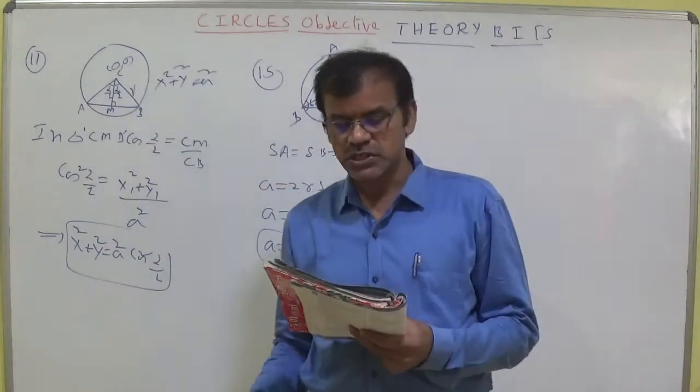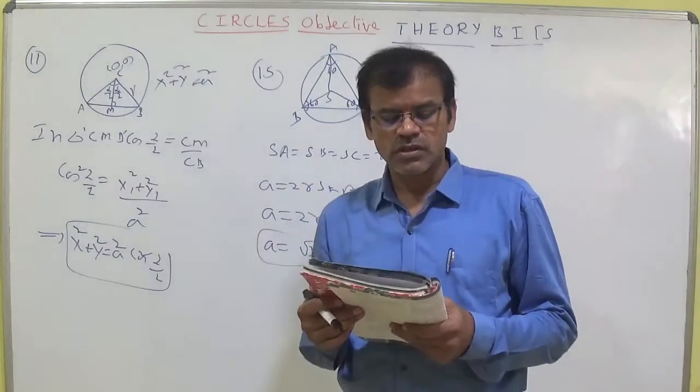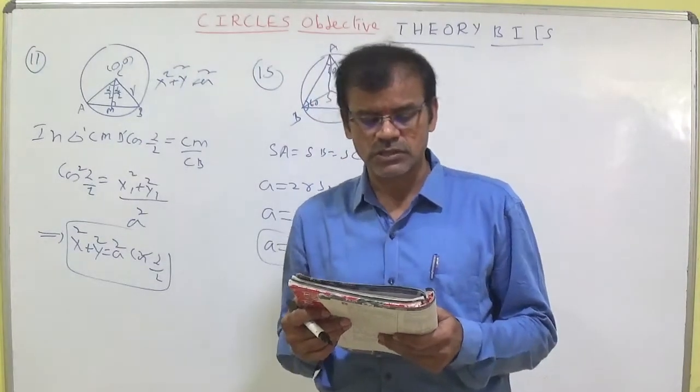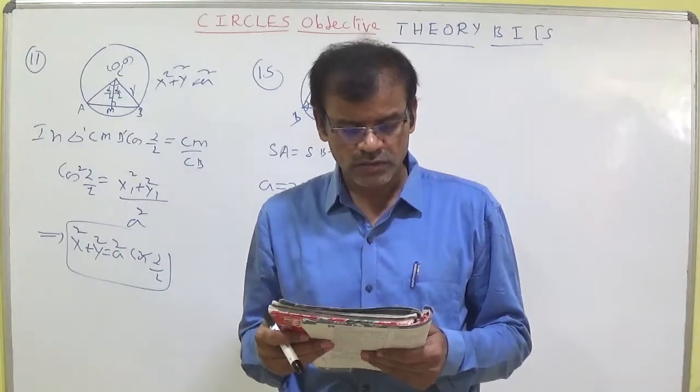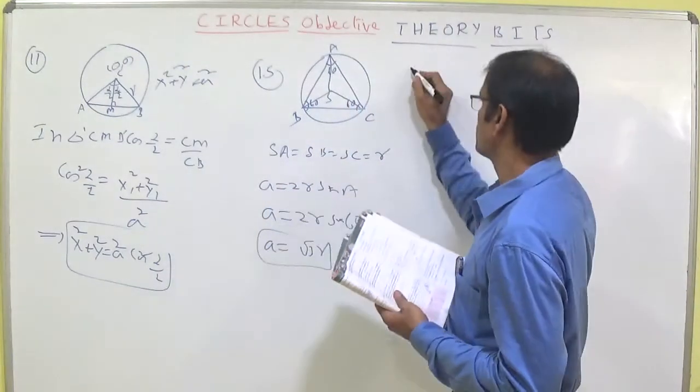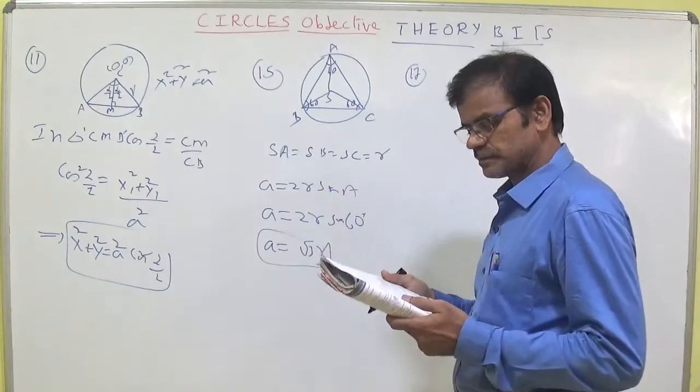Now 16, yesterday I said the formula: if the polars of 3 points with respect to a given circle are concurrent, then the 3 points are collinear. So first option.